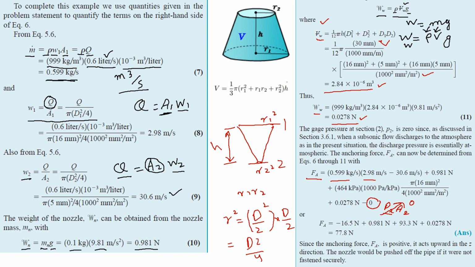All the other values that were known and that were calculated are put in to find the anchoring force, and at the end the anchoring force turns out to be 77.8 newtons. So this was our example.